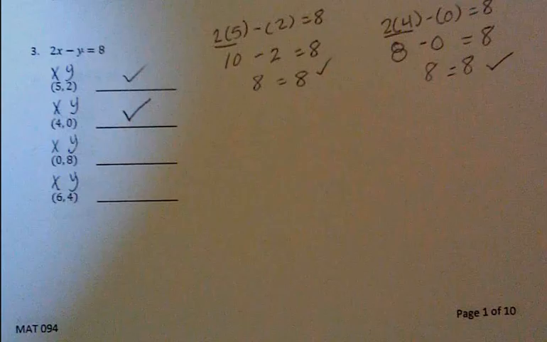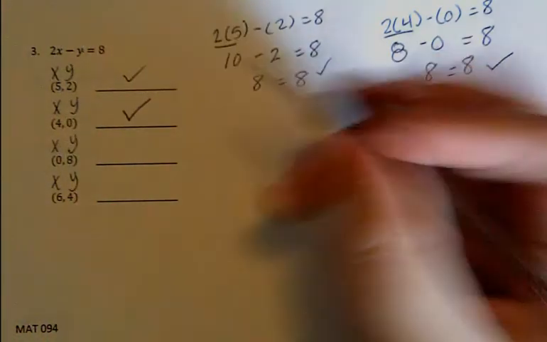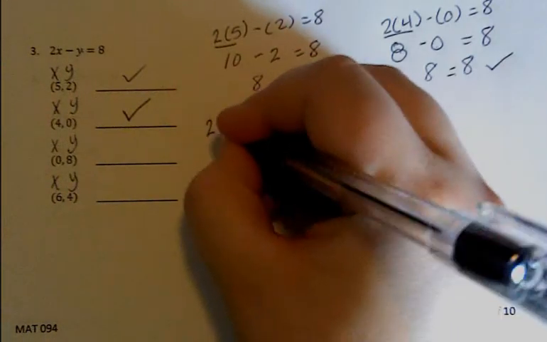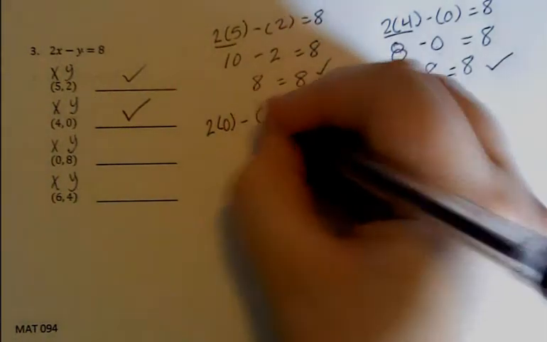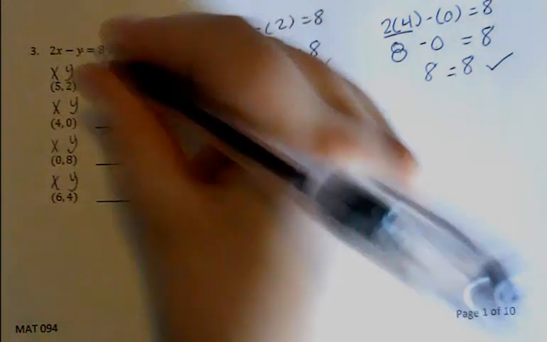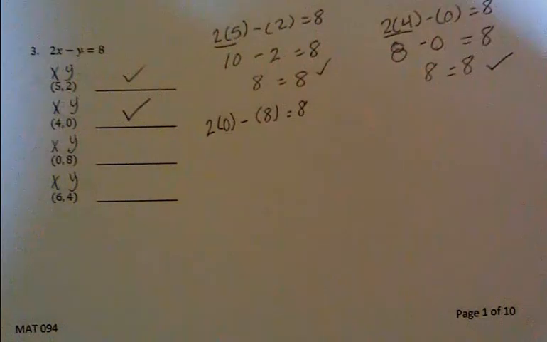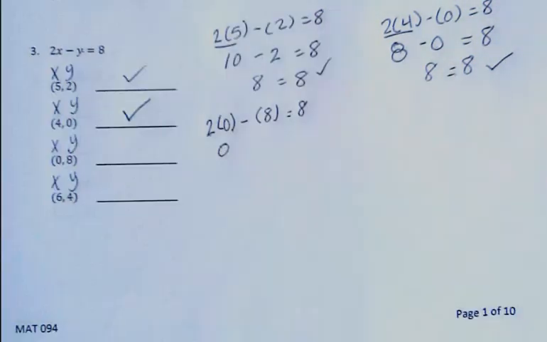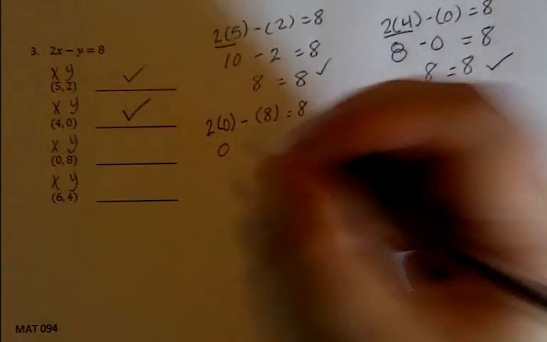Okay, so now I've got 0, 8 for my answer. So let's see. Plug a 0 in for x, and an 8 in for y. Bring that 8 down. So 2 times 0 is 0. Remember, anything times 0 is going to be 0. And then bring down your minus 8.